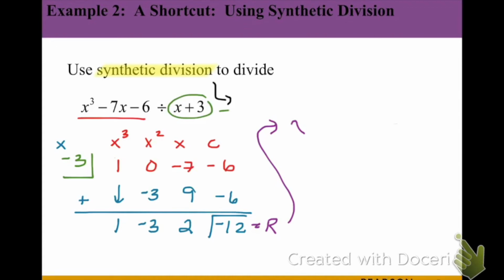But in this case, since we were dividing by an x, we're actually taking one x away from the original polynomial, which was a cubic. And so that means the degree of our solution is going to be 1 less, which is going to be a quadratic. So our final answer here will be 1x squared minus 3x plus 2 plus our remainder of -12 over the binomial, which we divide by, the x plus 3.